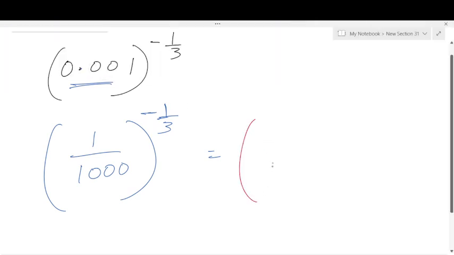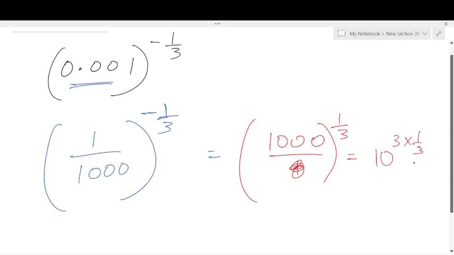Yes, the power is negative. So if you reciprocate, you get 1000 by 1. Ignore this one. 1000 to the power 1 by 3. What is what to the power of 3? Yes, 10 to the power of 3, to the power of 1 by 3. What's the answer?